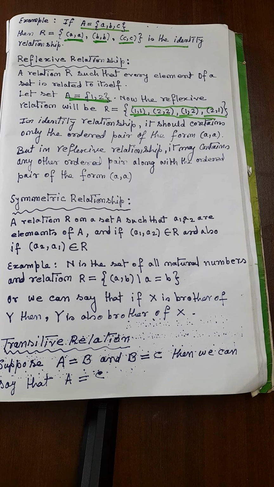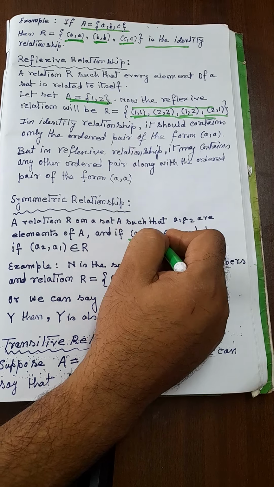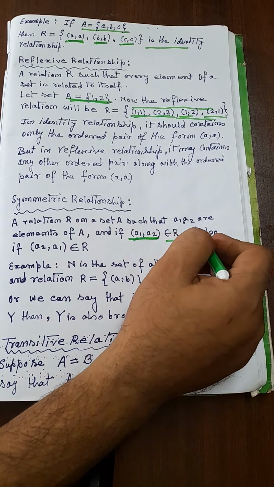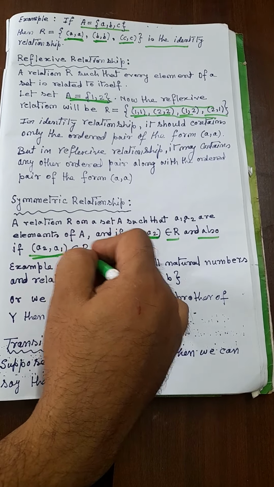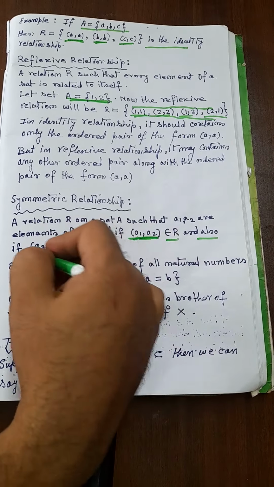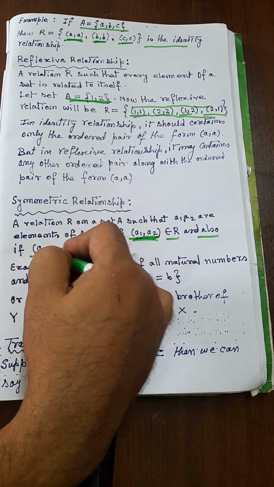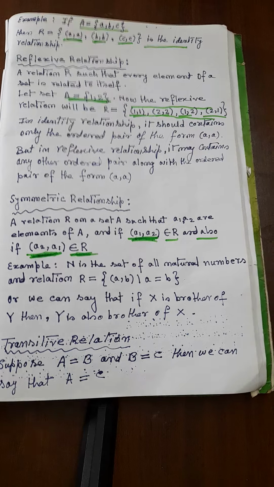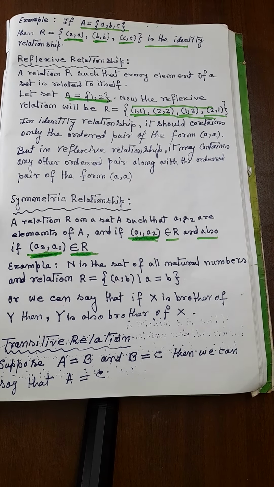Now what is a symmetric relation? A relation R on a set A, where a1, a2 are elements of A, is symmetric if whenever the ordered pair (a1, a2) belongs to R, then (a2, a1) also belongs to R. Here you can see that the ordered pairs (a1, a2) and (a2, a1) are related, so both belong to R.